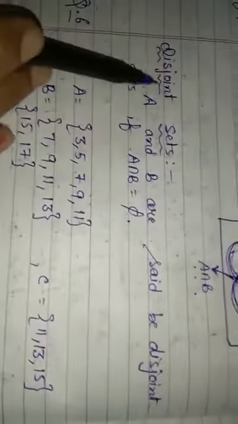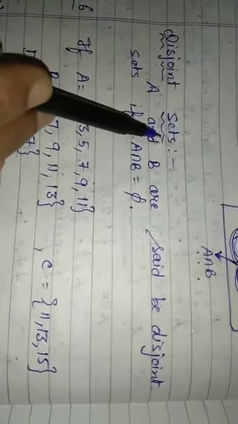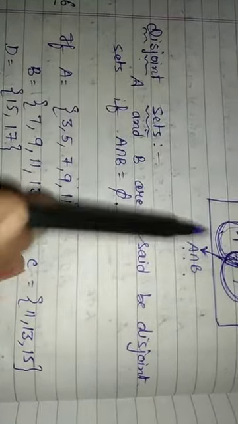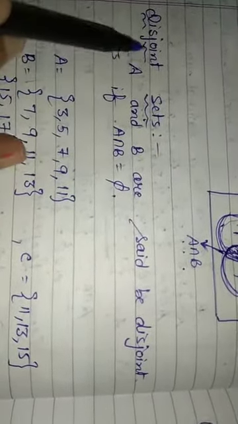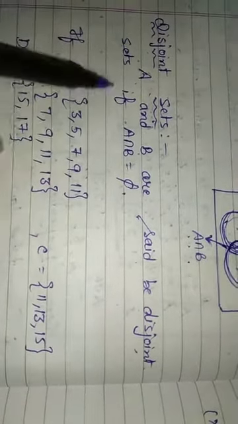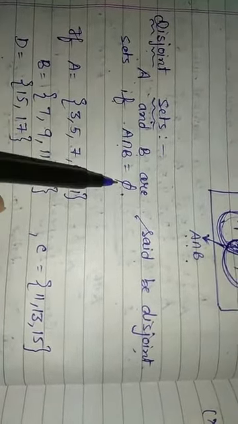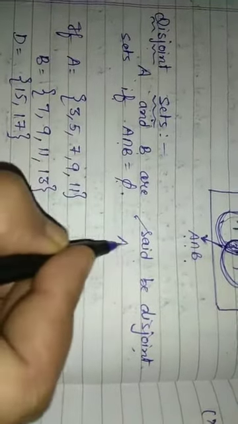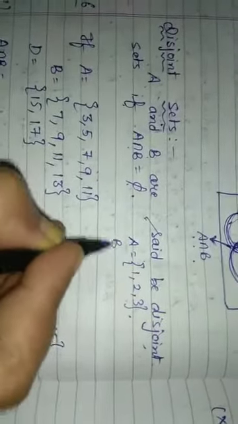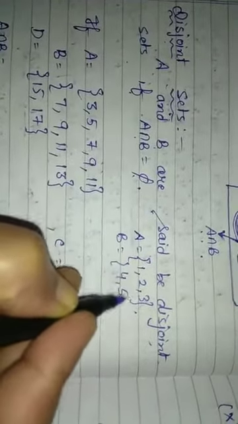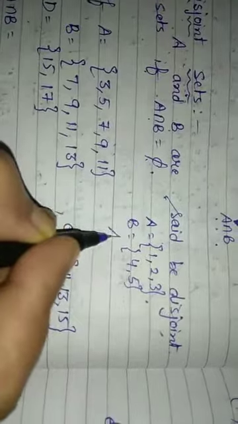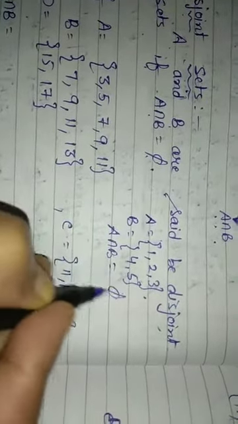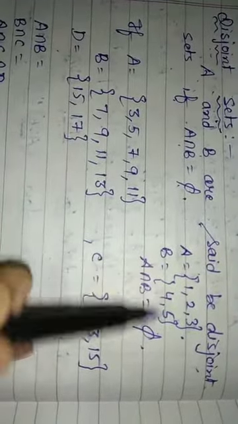Now disjoint sets. What are disjoint sets? If two sets have no common element, then they are called disjoint sets. A and B are said to be disjoint sets if A intersection B is equal to the empty set. Suppose I take one example: A is 1, 2, 3 and B set has elements 4, 5. Then what is common in both? Nothing. So A intersection B is the empty set. So these are called disjoint sets.